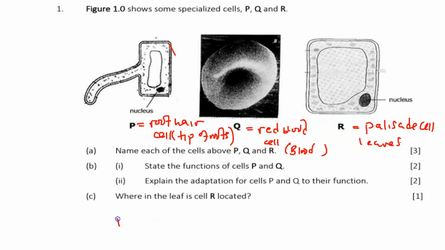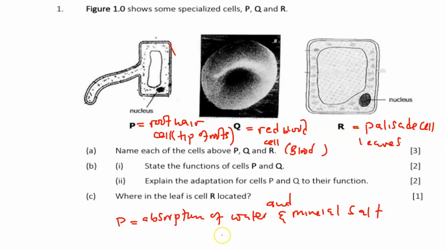What is our P, or what is P? P is a root hair cell. Previously, we were just looking at this. So this one, absorption of water and mineral salts. I'm just using this for the sake of explaining, but you're going to write it out when presenting your answer.